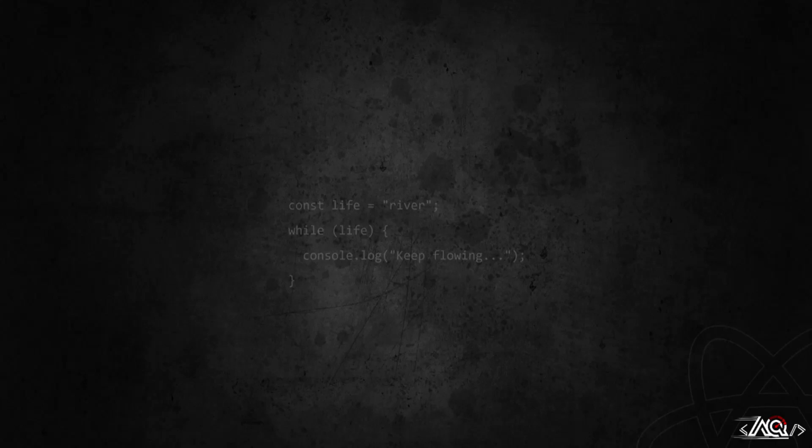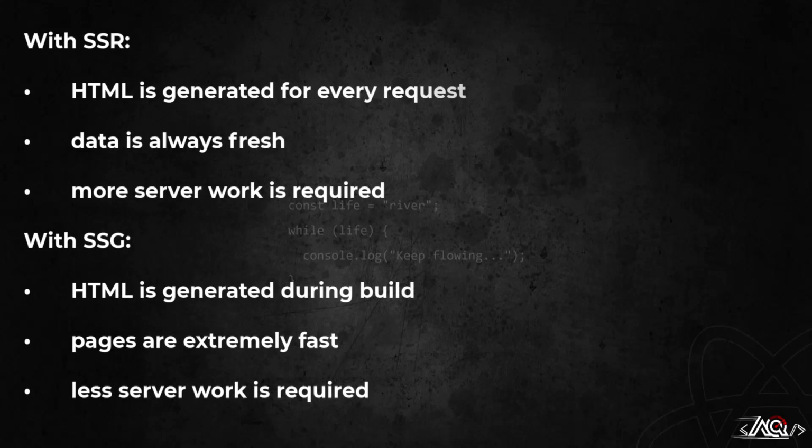SSG versus SSR. Now let's compare SSG and SSR. With SSR, HTML is generated for every request. Data is always fresh. More server work is required. With SSG, HTML is generated during build. Pages are extremely fast. Less server work is required. So, SSG focuses on performance, while SSR focuses on serving fresh data.